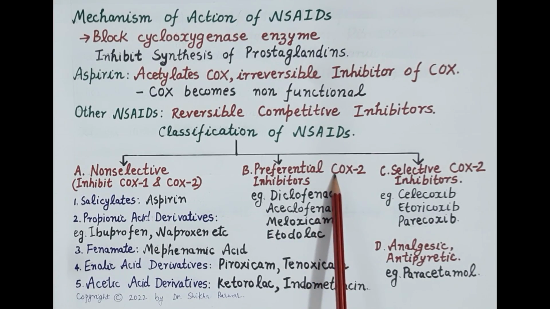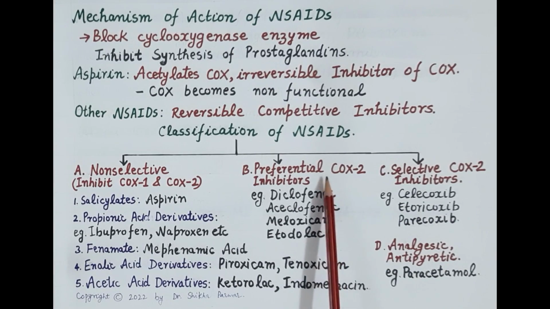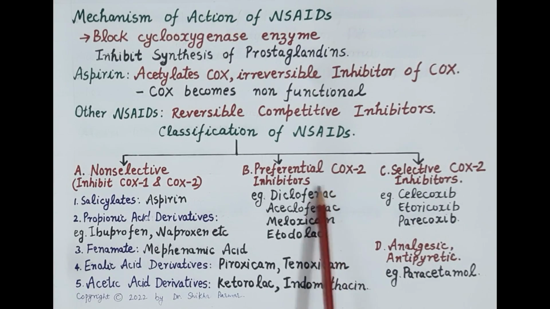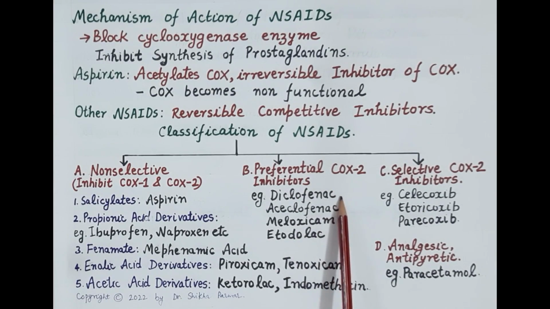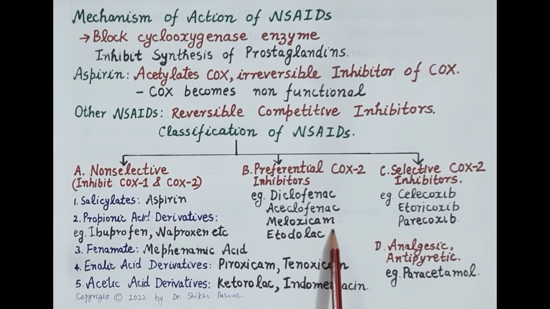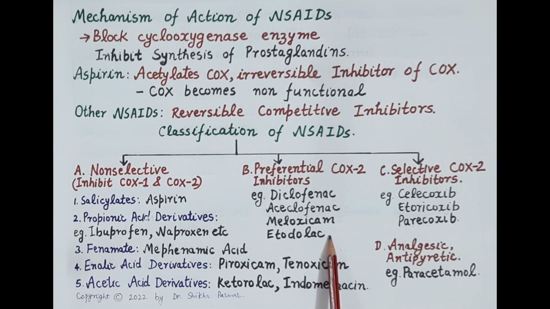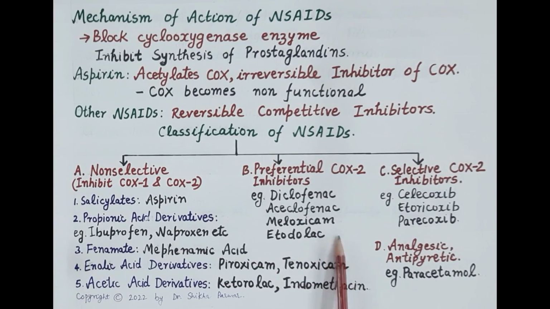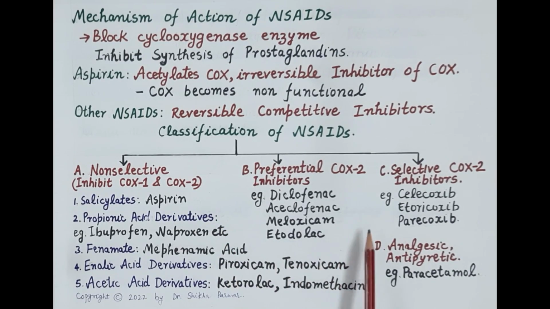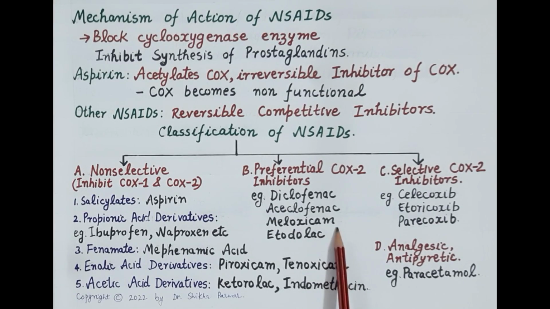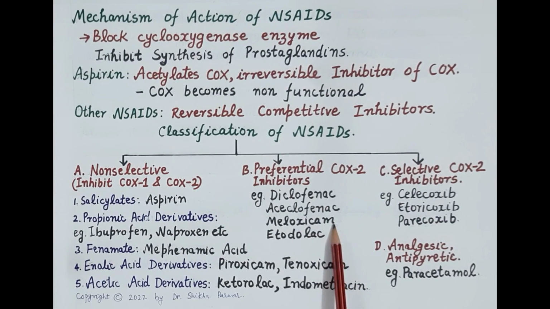Then preferential COX-2 inhibitors. Now these inhibit both COX-1 and COX-2, but these are preferential COX-2 inhibitors. They mainly inhibit COX-2. For example, diclofenac, aceclofenac, meloxicam, then etodolac. Now these are again efficacious but with lesser side effect. And due to the blockage of COX-2, there is reduced synthesis of prostacyclin, therefore increased chances of the formation of thrombus and therefore increased risk of myocardial infarction and stroke.